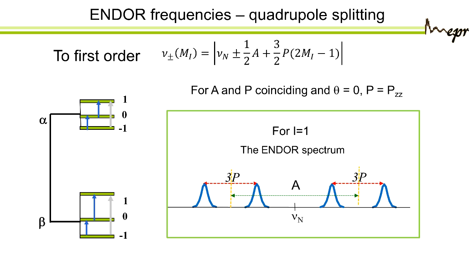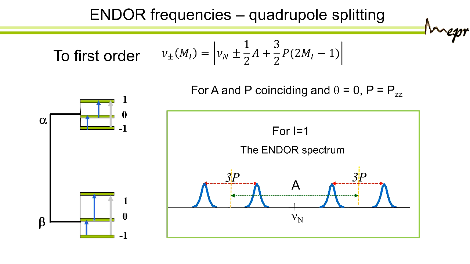Now we have the following. We have 3 levels in the bottom, so the beta manifold splits into 3, minus 1, 0, 1, and the upper one also minus 1, 0, 1. Then we have 2 single quantum transitions for each. And then we have the gray one that is a double quantum transition. The double quantum transition is at high fields usually forbidden. We will see later that it's not so forbidden in other experiments, but for ENDOR usually it is.